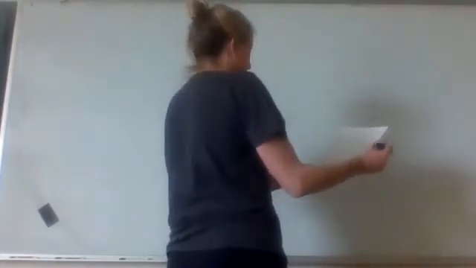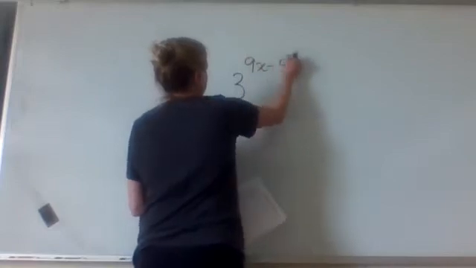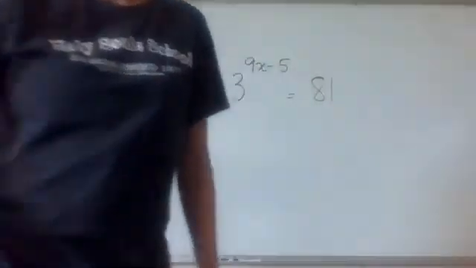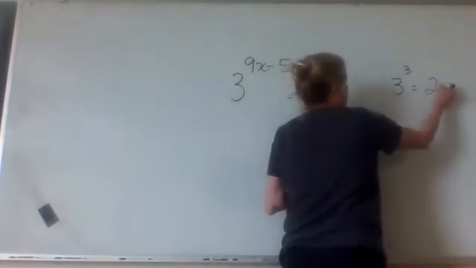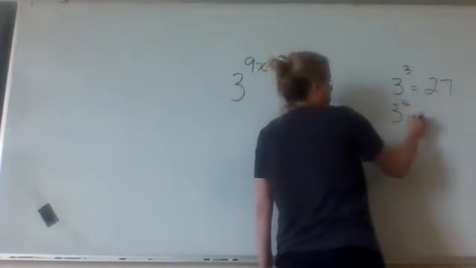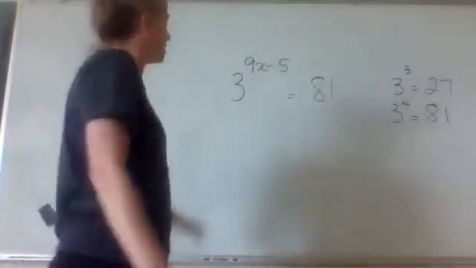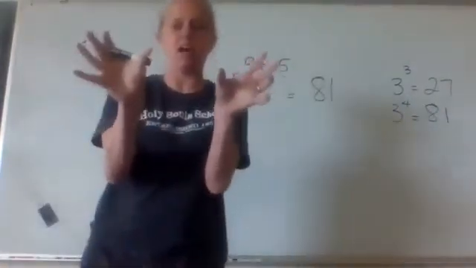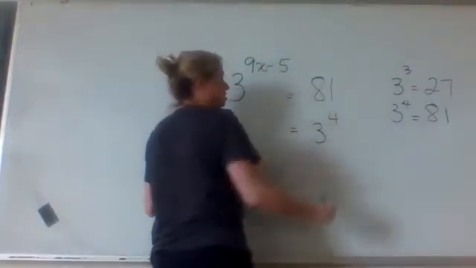Number 4, 3 to the 9x minus 5 is equal to 81. So let's see if I can rewrite 81. Let's start off with 3 to the 3rd is 27. You do in your calculator 3 to the 4th power, you do get 81, which means I can write both sides of this equal sign as a base of 3. So let's rewrite the 81 as 3 to the 4th power.